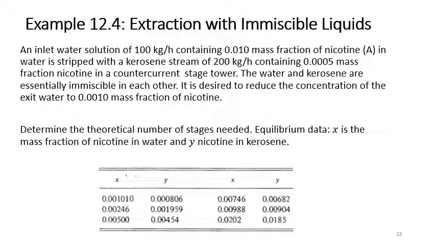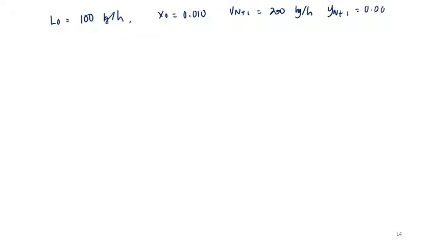Equilibrium data is given here, where X is the mass fraction of nicotine in the water phase and Y is the mass fraction of nicotine in the kerosene. So here the given values are L0 equals 100 kg per hour, X0 is 0.010, Vn+1 equals 200 kg per hour, Yn+1 equals 0.0005, and Xn is 0.0010. So you can calculate the inert streams.